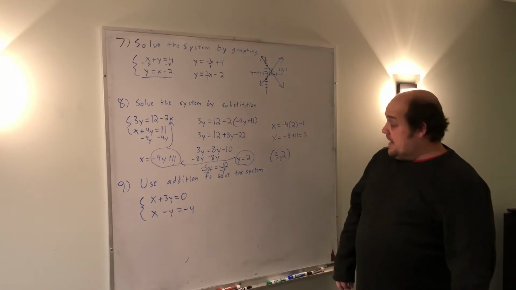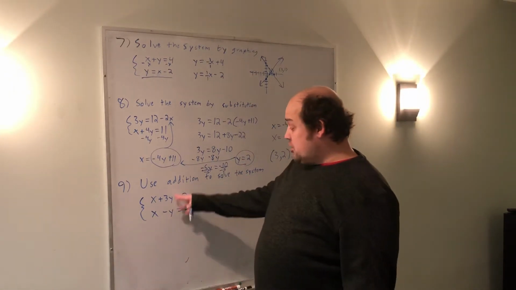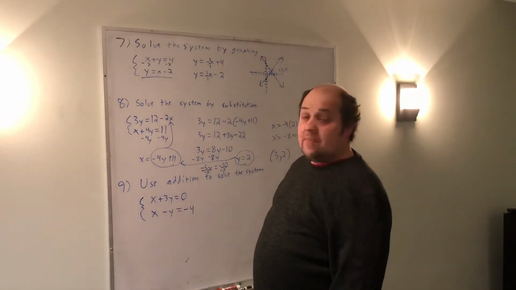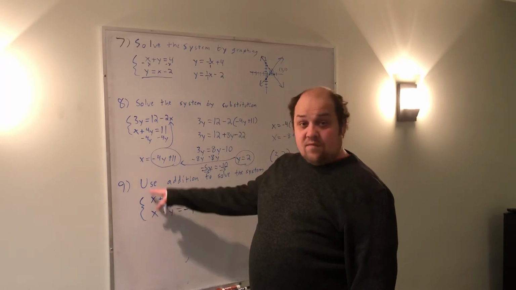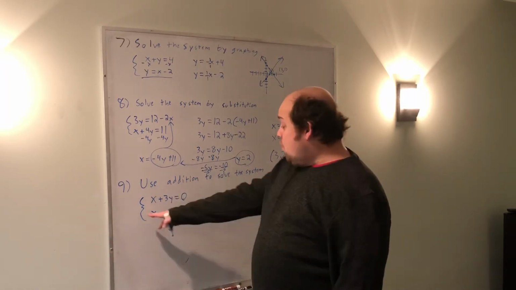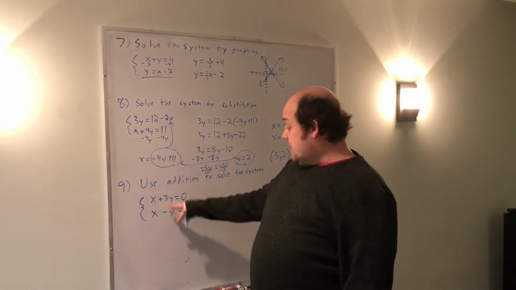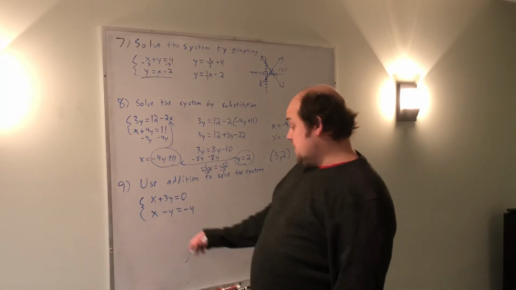For number 9, it asks us to use the addition method to solve the system. It gives us 2 equations, and there are 2 different ways that I can solve this. Either I can multiply the bottom line by negative 1. That would make this a positive 1x and this a negative 1x, which would be equal and opposite. Or I can do what I'm going to do, which is multiply the bottom line by 3. That's going to make this positive 3y and this negative 3y equal and opposite.